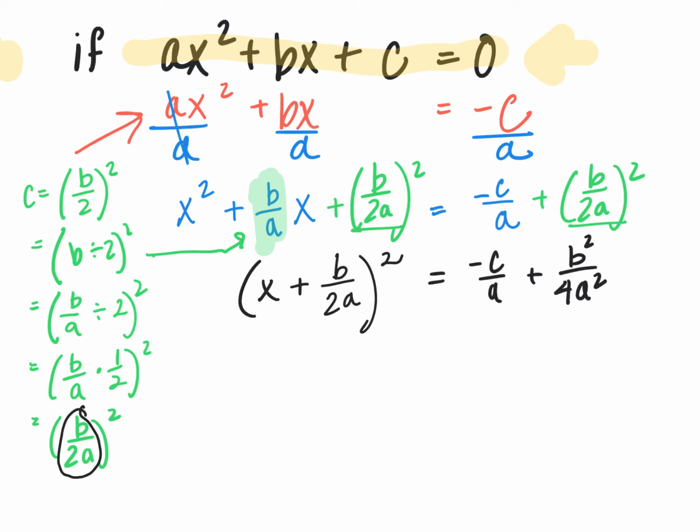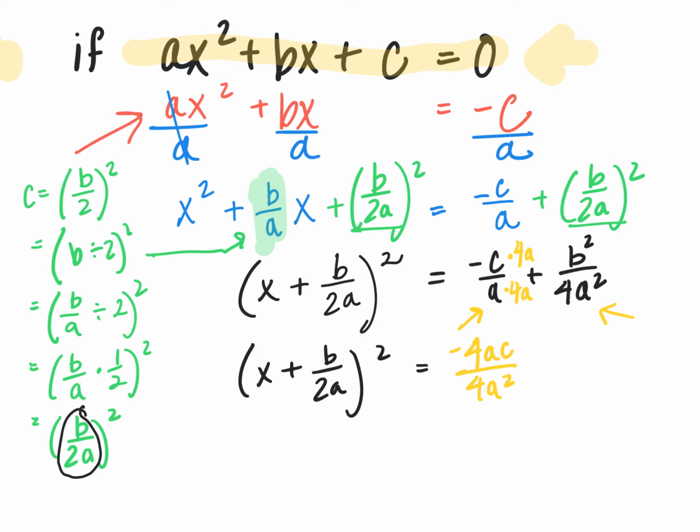We're getting a little closer, but let's simplify the right side a bit more. Let's keep the left the same. But on the right side, I can combine this a bit further because they are both fractions. And in order for fractions to be added or subtracted together, we need a common denominator. This is 4a squared, but this is a. But if I multiply the top and bottom by 4a, the bottom will become 4a squared. So that's going to give us a negative 4ac on the top and 4a squared on the bottom.